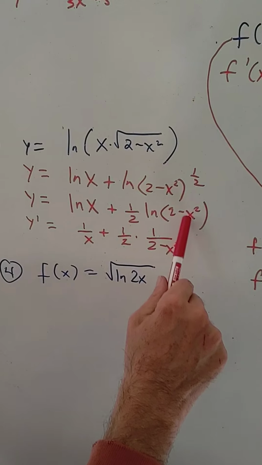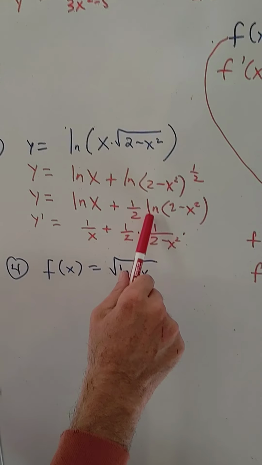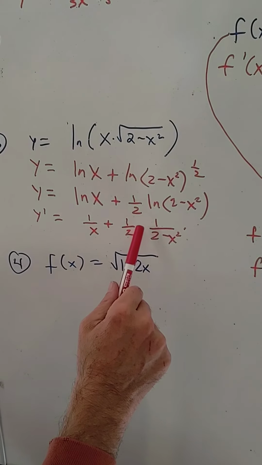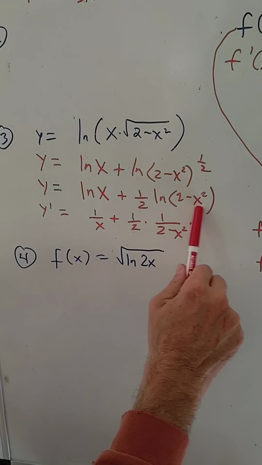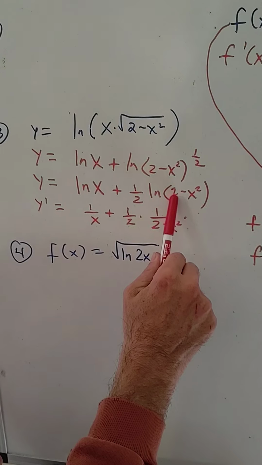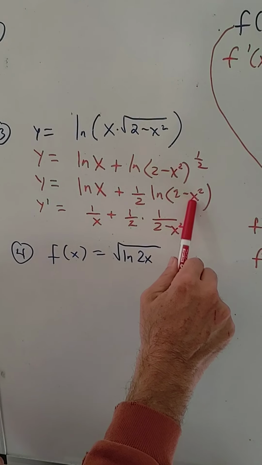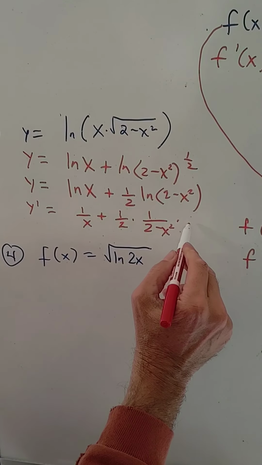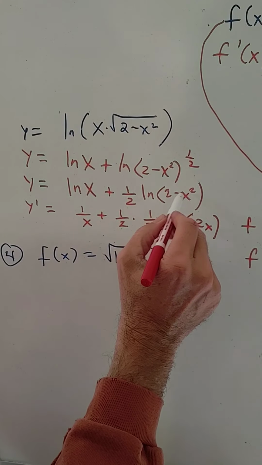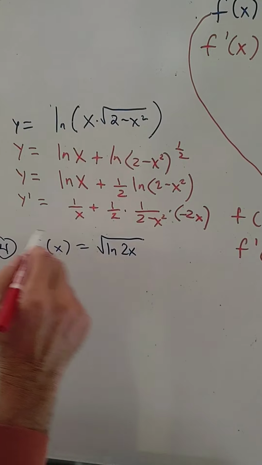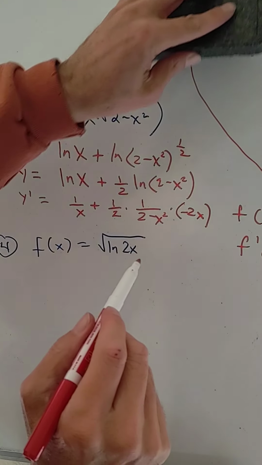Again, if you think of this as u, the derivative of ln of u is 1 over u times the derivative of u. So the derivative of a constant is 0. What's the derivative of negative x squared? That's going to be a negative 2x by the power rule. Okay, let me clear some space.